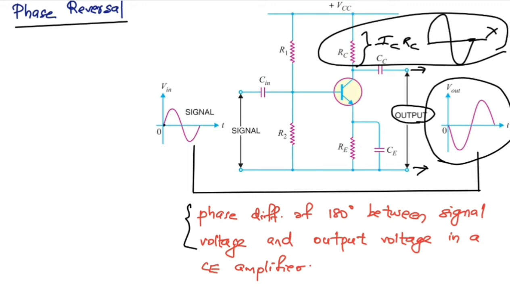So let's assume that the reactance of CC is negligibly small at ordinary signal frequencies, and it appears as a short. So the only voltage drop is across ICRC. So for the total output voltage, we apply Kirchhoff's voltage law here. VCC is equal to ICRC plus the output voltage, VCE. We have denoted it as VCE because we are shorting the value of CE.